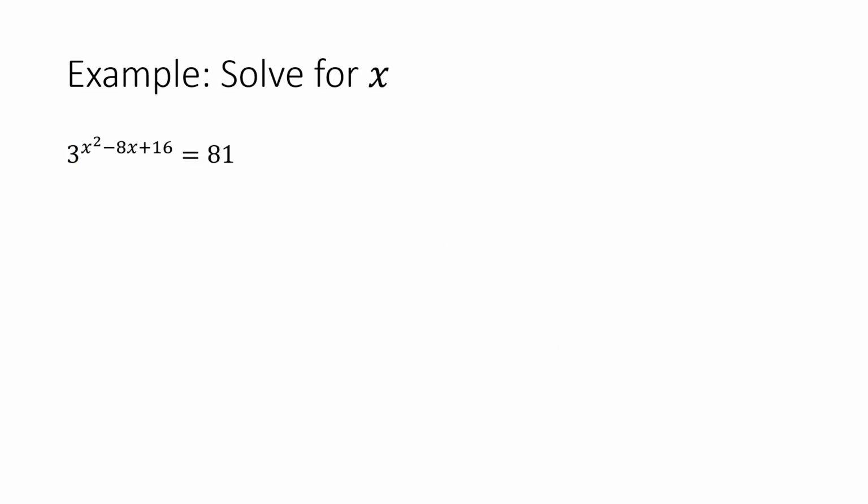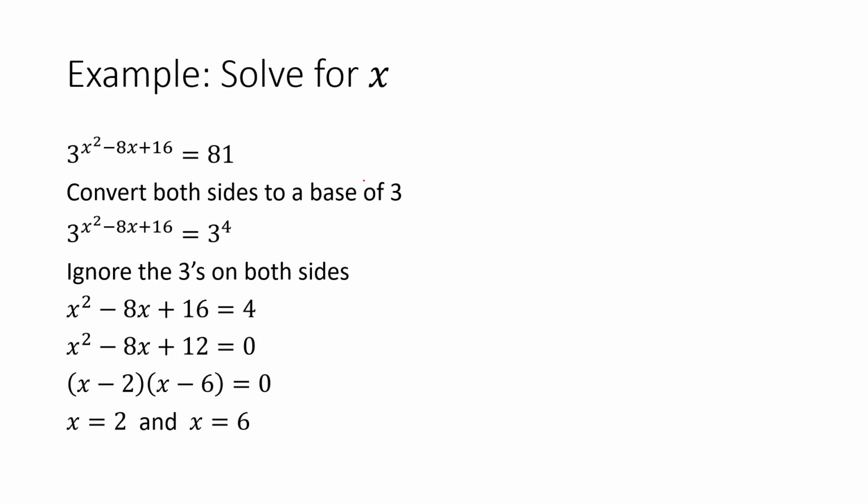Now, this is kind of an interesting one. What if we have 3 to the exponent x squared minus 8x plus 16 equaling 81? Well, 81, perhaps by now you realize, is 3 to the 4. Maybe you have that much number sense. So what we can do is say 3 to the x squared minus 8x plus 16 equals 3 to the 4. Now we can ignore these 3's and simply set the exponents equal to each other.